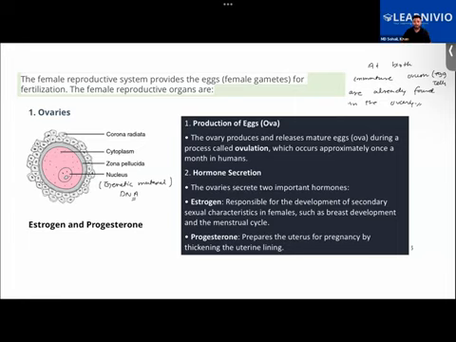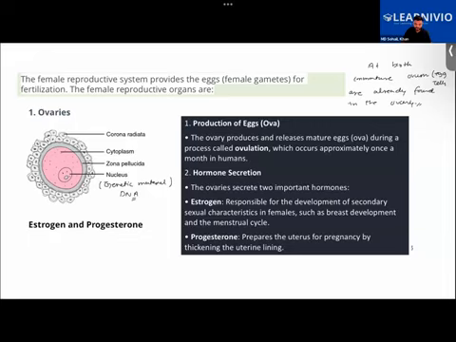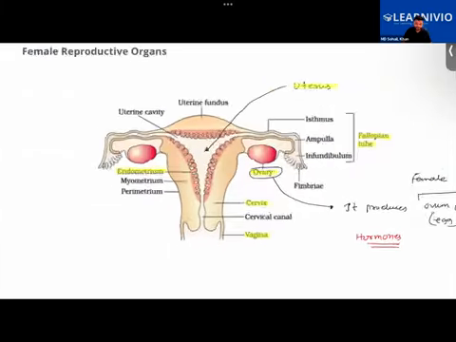Estrogen also plays an important role in the menstrual cycle. We'll be learning about this in detail after a while. So that is the function of estrogen. Other than that, there's one more hormone called progesterone. It particularly prepares the uterus. I'm talking about this structure over here, the uterus. The progesterone hormone prepares the uterus for pregnancy by thickening the lining of the uterus.